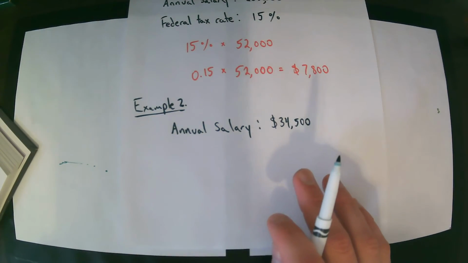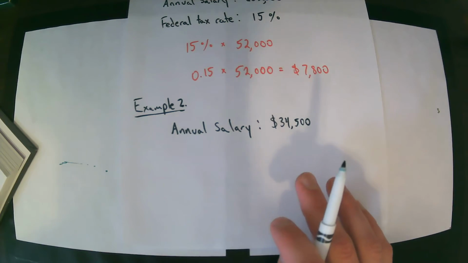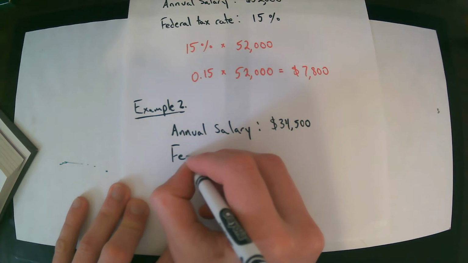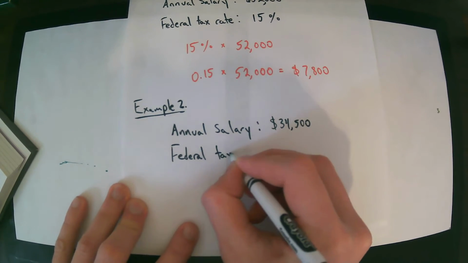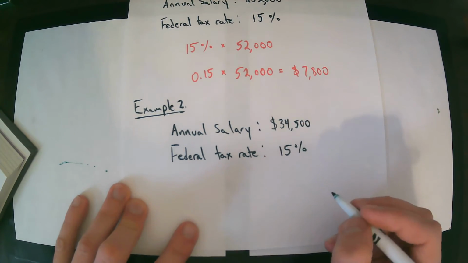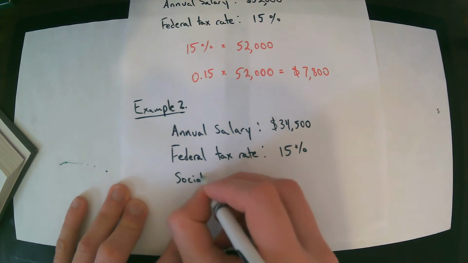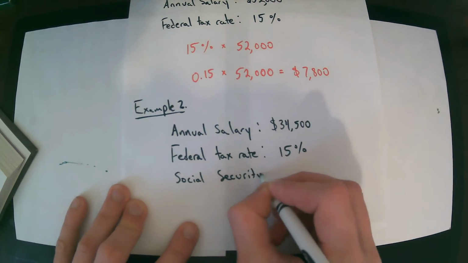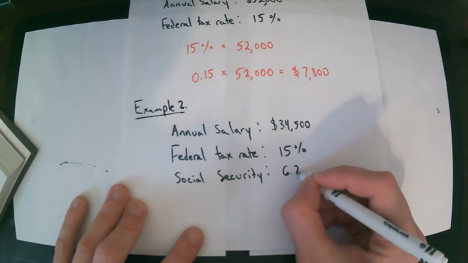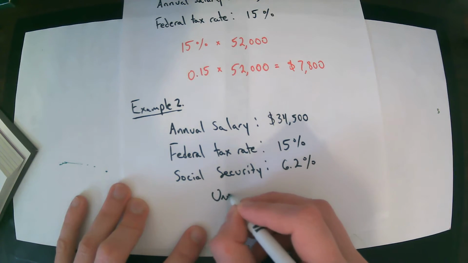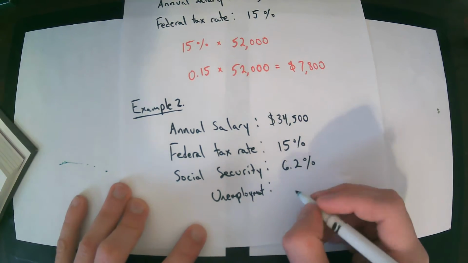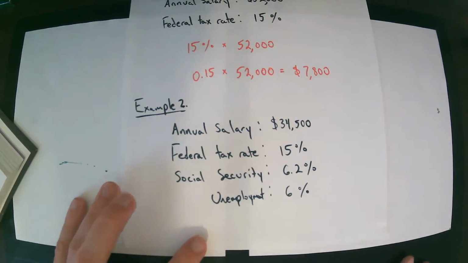In case there's any confusion, they literally put net income in a box at the top of the page on 462. Okay, so federal tax rate is the same as it was for example 1, 15%. Then we've got Social Security. I'm just going to abbreviate, say Social Security instead of also putting tax rate. That is 6.2%. And then unemployment is 6%? Yes, 6%.